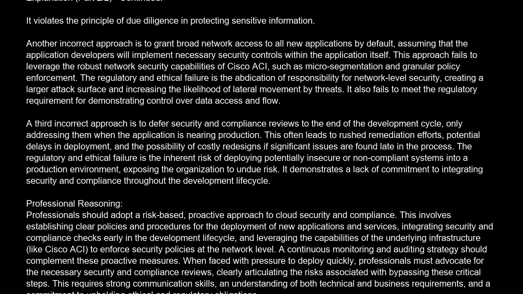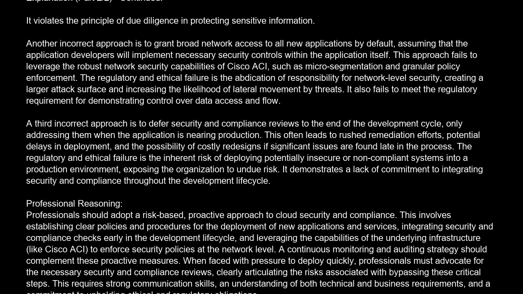Another incorrect approach is to grant broad network access to all new applications by default, assuming that the application developers will implement necessary security controls within the application itself. This approach fails to leverage the robust network security capabilities of Cisco ACI, such as microsegmentation and granular policy enforcement. The regulatory and ethical failure is the abdication of responsibility for network-level security, creating a larger attack surface and increasing the likelihood of lateral movement by threats. It also fails to meet the regulatory requirement for demonstrating control over data access and flow.